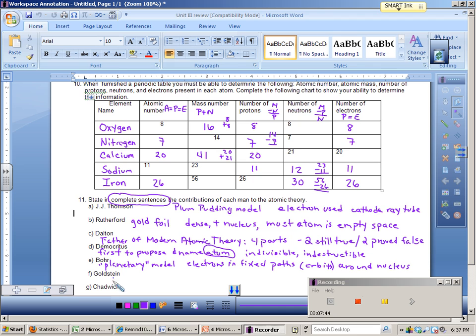Goldstein is given credit for discovering the proton, and he also used the cathode ray tube. Now, he didn't name it. Somebody later on named it, but he found the positive charged particle, so we give him credit for the discovery of the proton. And our last one is James Chadwick, and he discovered our neutron.